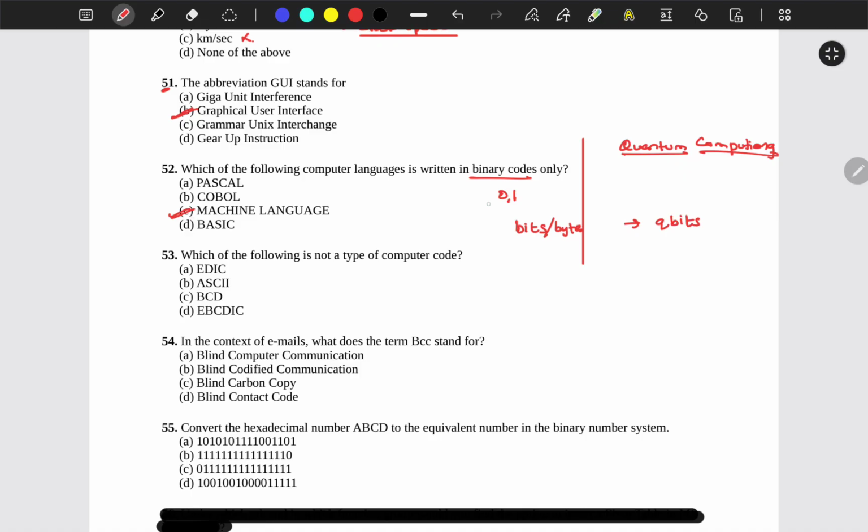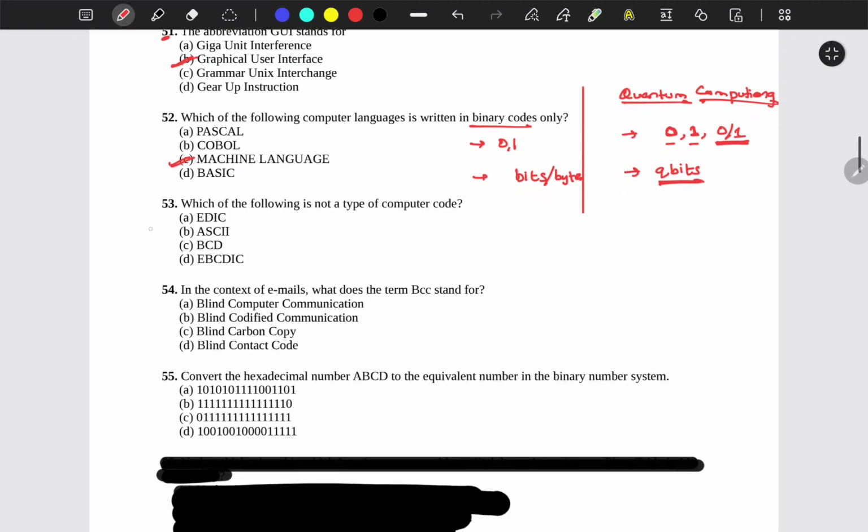So binary codes, you have zeros and one, right? In quantum computing, the main advantage is that zeros and ones are there, but then there can be a superposition of both, 0 or 1. There can be a state where 0 and 1 can exist at the same time. So this is the basic difference. So quantum computing, qubits, remember this, and 0, 1 can exist simultaneously in quantum computing.